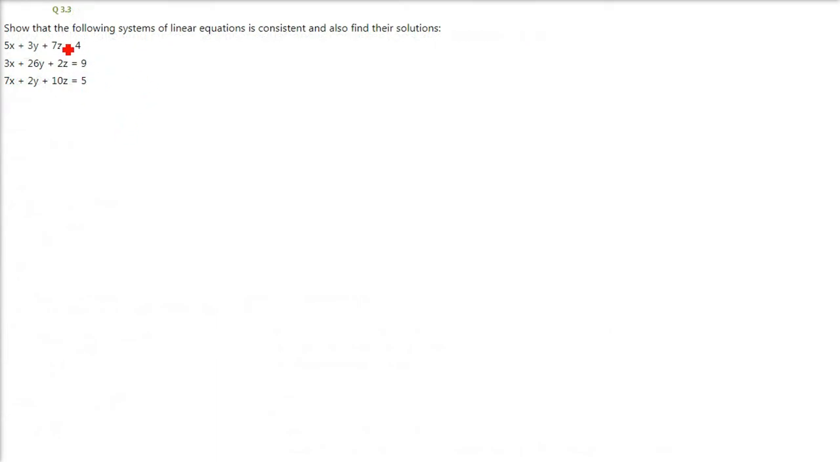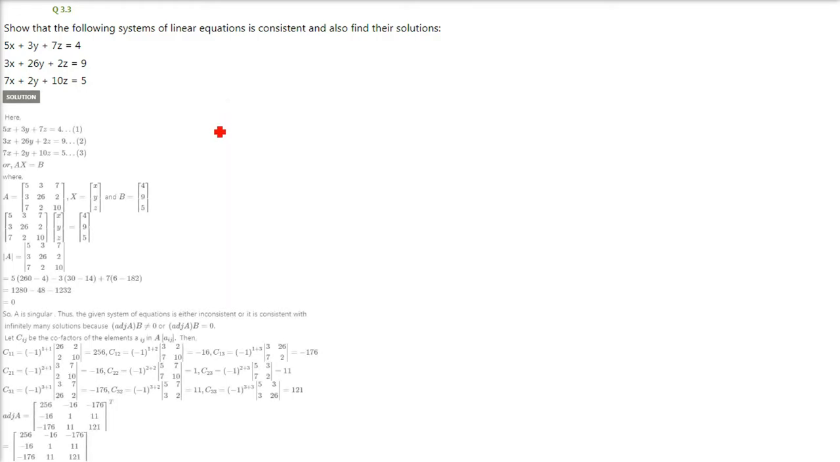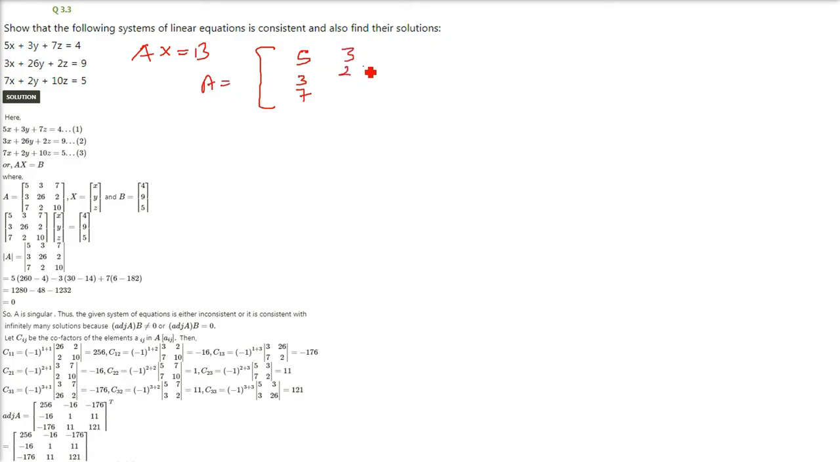Show that the following system of linear equations is consistent and also find their solutions. So this will come as a 3 by 3 matrix. But the procedure will remain same. Ax equals B. What is A here? Let me write it. Coefficient of x 5 3 7. This is A I am writing. Coefficient of y 3 2 6 2. Coefficient of z 7 2 10.